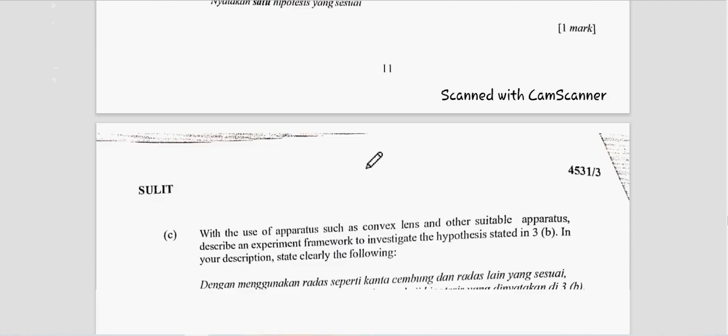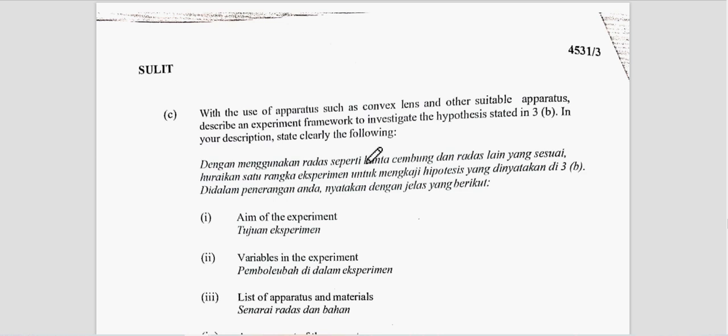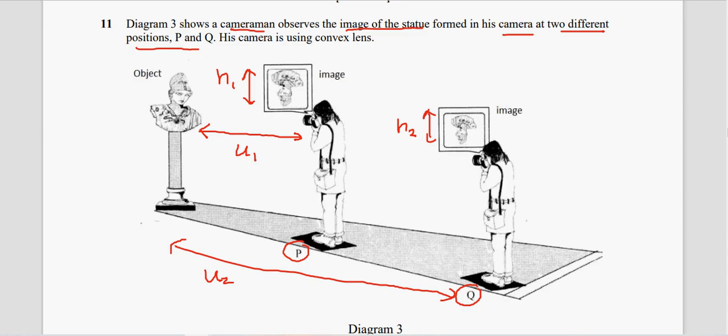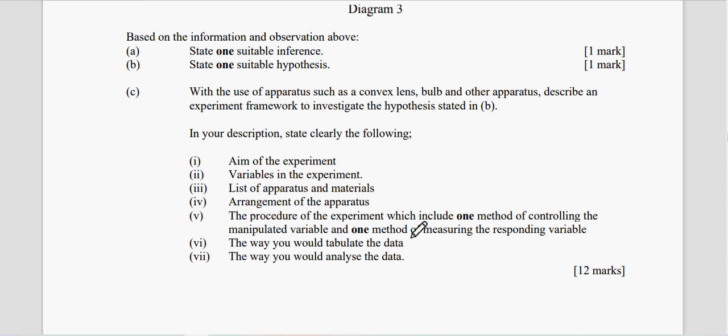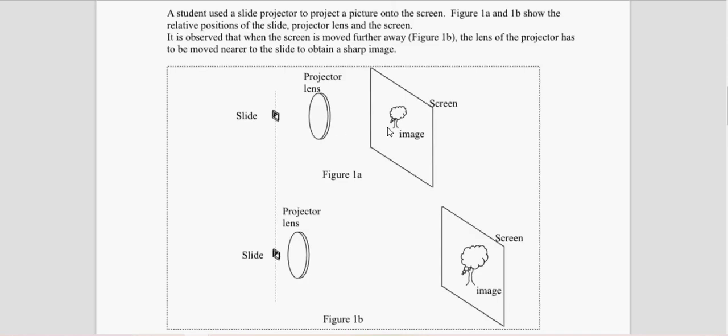Next one here, what do they give? Here they only give you a convex lens. Look at the other one. This one they give you a convex lens and a bulb. Okay, so how to write the answer? Oh, I forgot. There is another one. This one is also the same. The problem diagram looks different, but the marking scheme is the same.